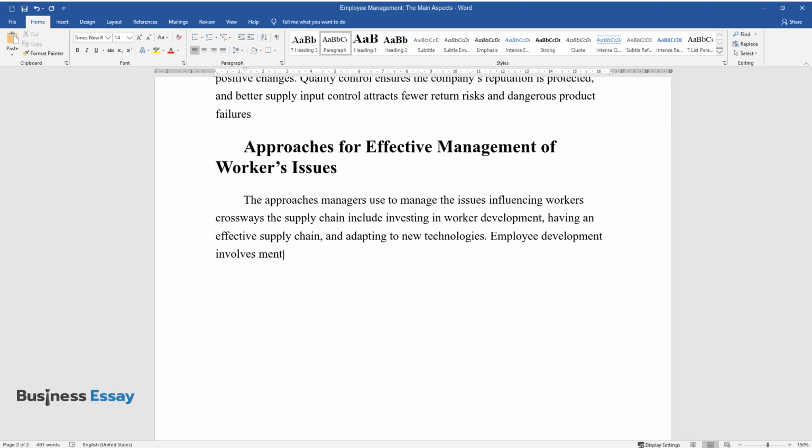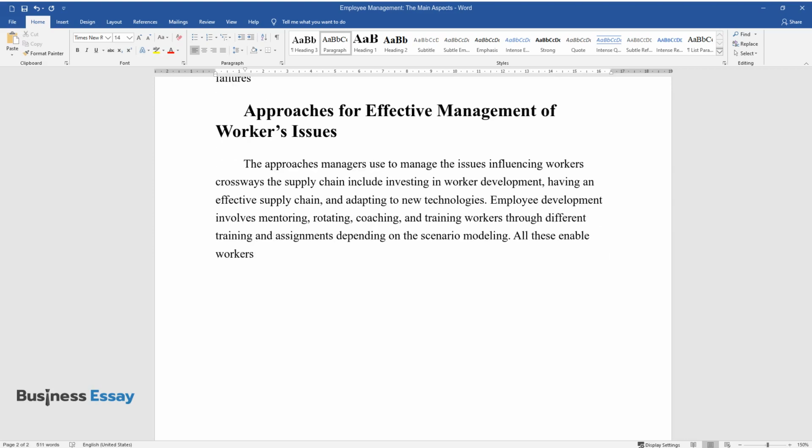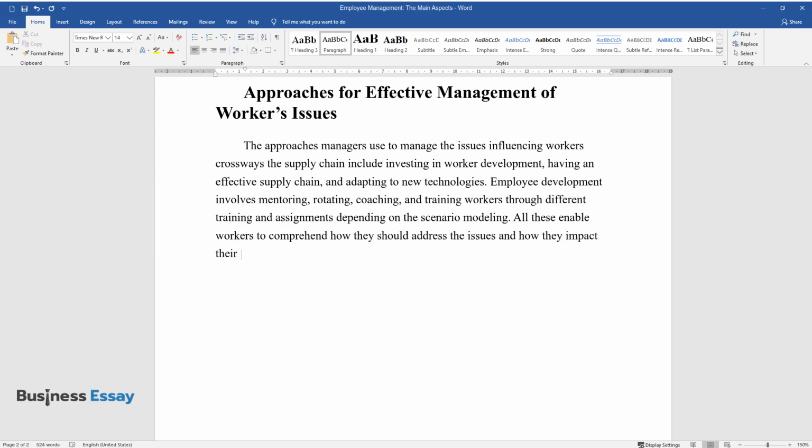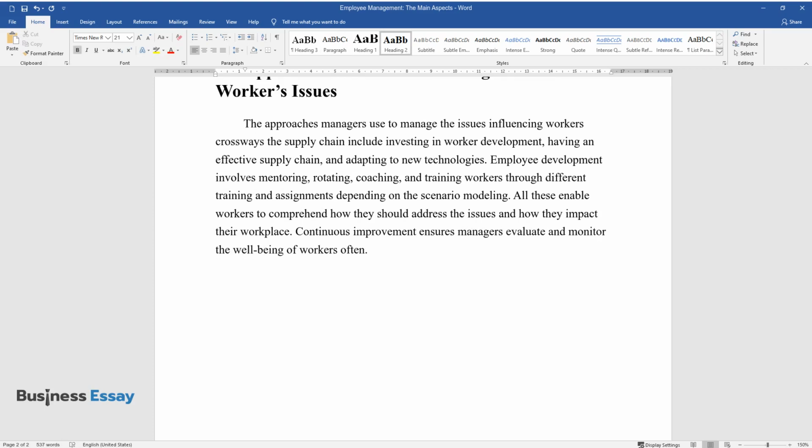Employee development involves mentoring, rotating, coaching, and training workers through different training and assignments depending on the scenario modeling. All these enable workers to comprehend how they should address the issues and how they impact their workplace. Continuous improvement ensures managers evaluate and monitor the well-being of workers often.